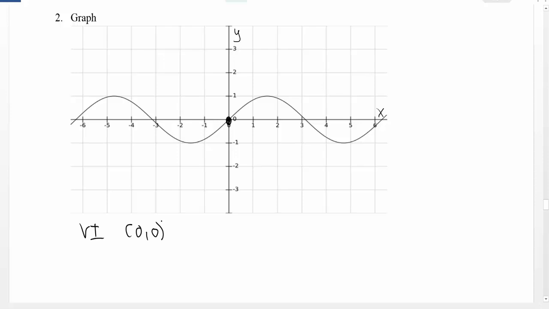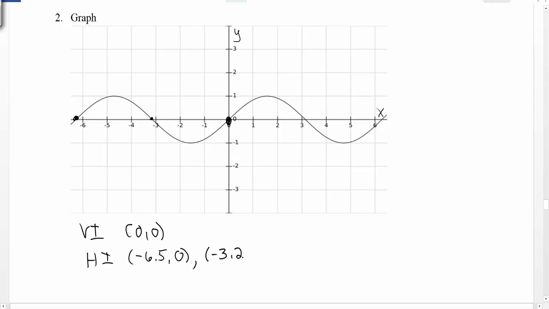Our horizontal intercepts, however, can happen at many places, as you can see happens here. So let's go ahead and go from left to right and see if we can identify all of our horizontal intercepts. The first one I see is right here. That looks like it happens at roughly -6.5 and y equals 0. That's our first one. Our next horizontal intercept is a little bit past -3. So let's call that -3.2, 0.